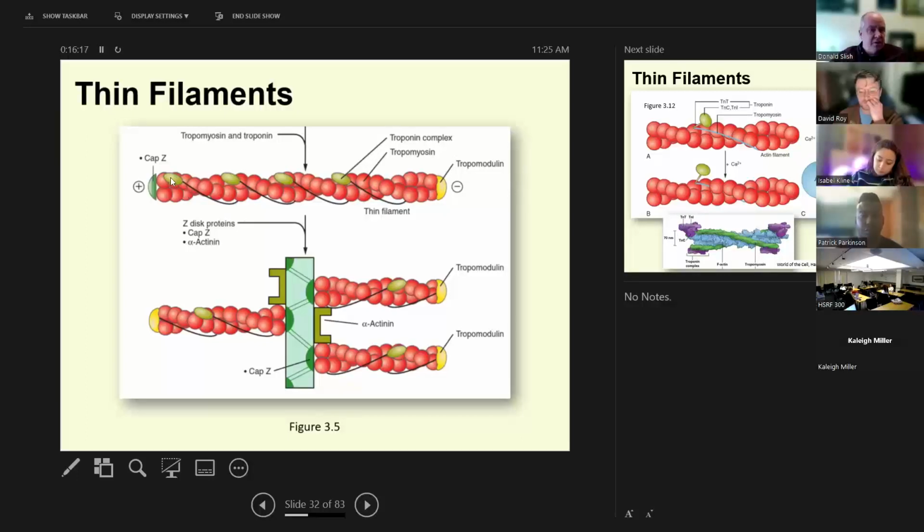In addition to that, we've got this long black rope here, which is tropomyosin. Tropomyosin is blocking the myosin binding sites on actin, so myosin can't interact with it. And then you've got the troponin complex, which is controlling the position of that tropomyosin. So when there's no calcium, myosin can't bind. Well, we'll see that in the next slide. Okay, so that's your thin filament.